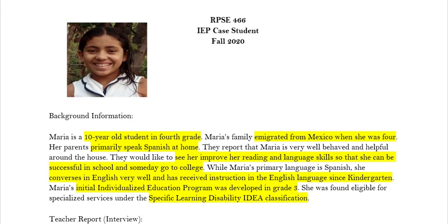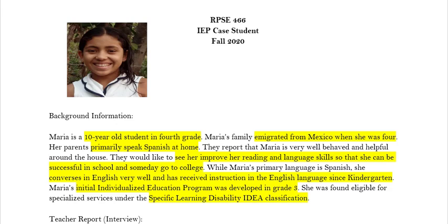Maria's parents report that they would like to see her improve in reading and language skills. The reason they want to see her improve in that area is so she can be successful in school and someday go to college. This gives me some insight into what I might be recording in parent concerns on the IEP, and also gives me a sense of alignment to the potential areas where IEP goals will be developed for Maria.